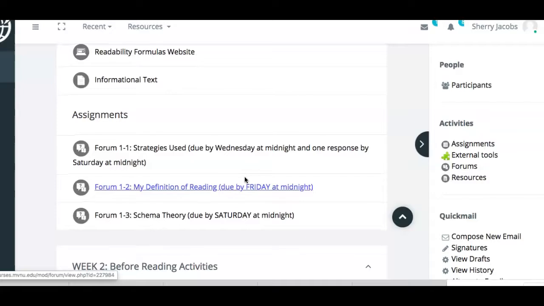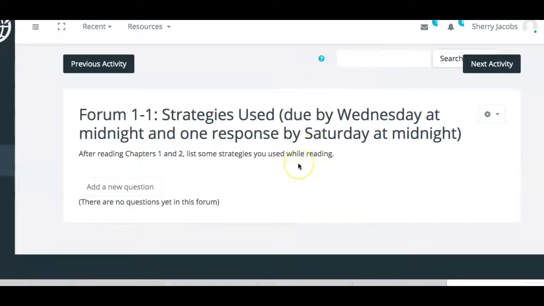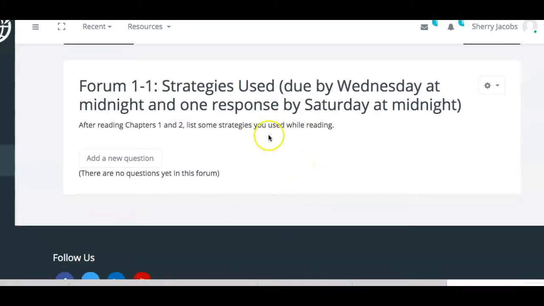And here the assignments come next. Your forums are due Wednesday at midnight, and you'll have 1 response that you need to make, not 2, by Saturday at midnight. The prompt for this one is simply, after reading chapters 1 and 2, list strategies you used while reading.